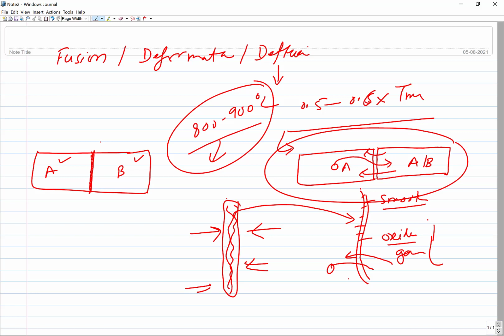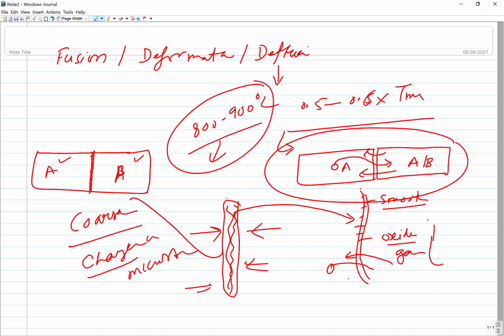Even if it is the same metal, say A and A only, high temperature exposure for a longer time for diffusion to take place during the diffusion bonding is going to coarsen the structure. This is going to make many undesirable changes in the microstructure of the metal, and these things lead to the deterioration, a compromise in the mechanical properties of the joint.